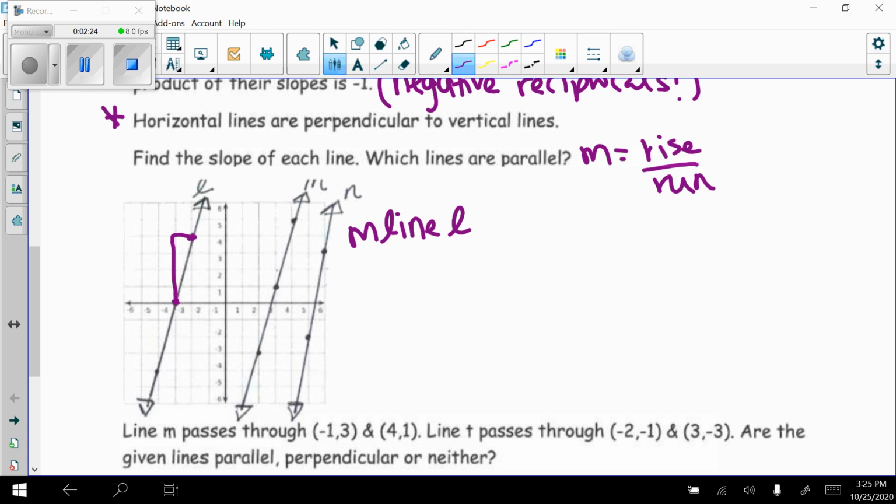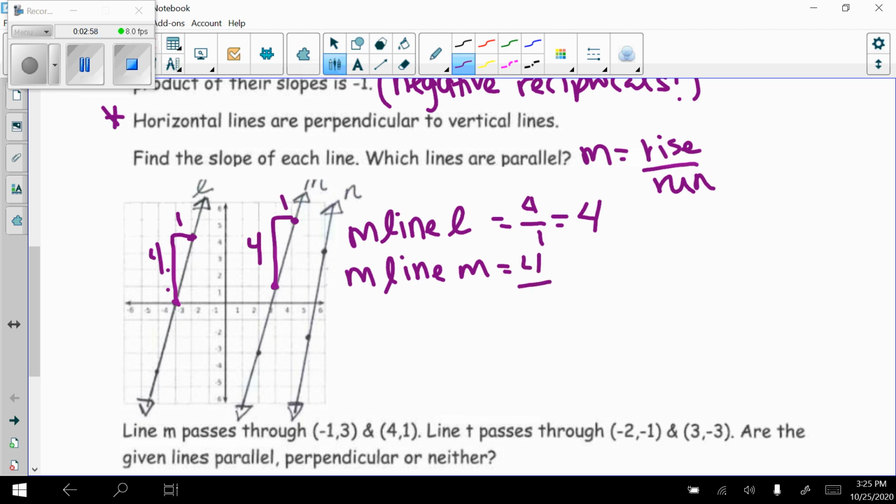Okay, so I start at the point furthest to the left. So this point, I go up 1, 2, 3, 4. And I go over 1. So the slope is 4 over 1, which is the same thing as 4. Now we'll do the slope of line M. Again, pick 2 points. This point and this point look nice. How far up and over? So count our squares. 1, 2, 3. Again, up 4 and over 1. So the slope is 4 over 1, which again is equal to 4.